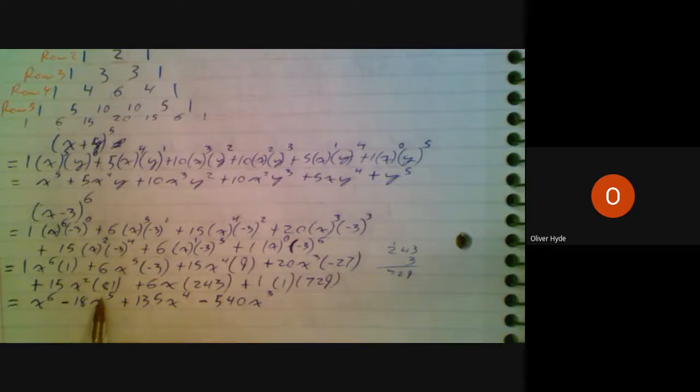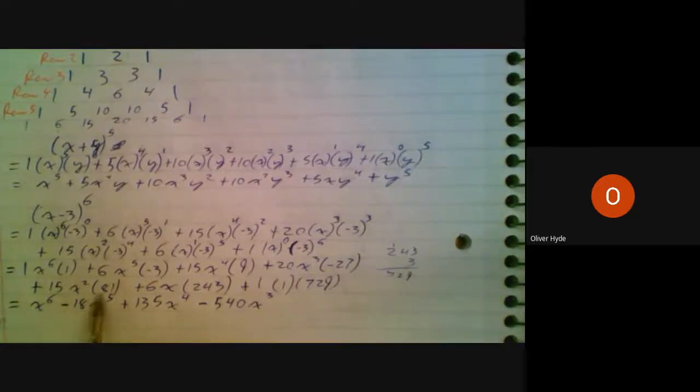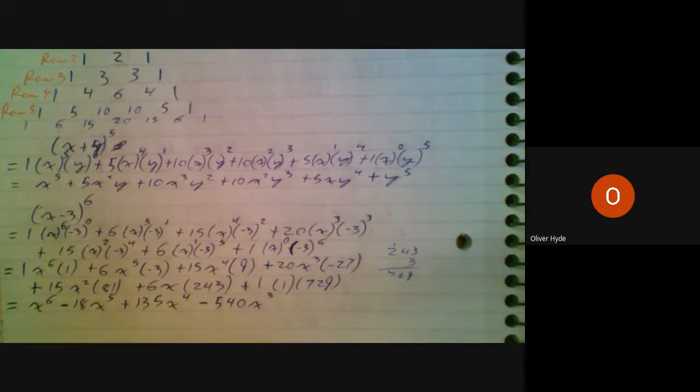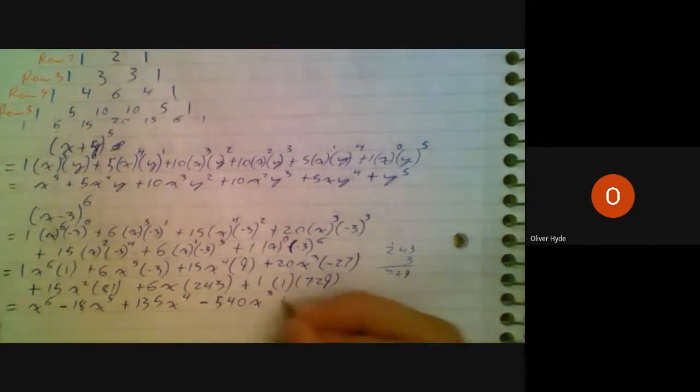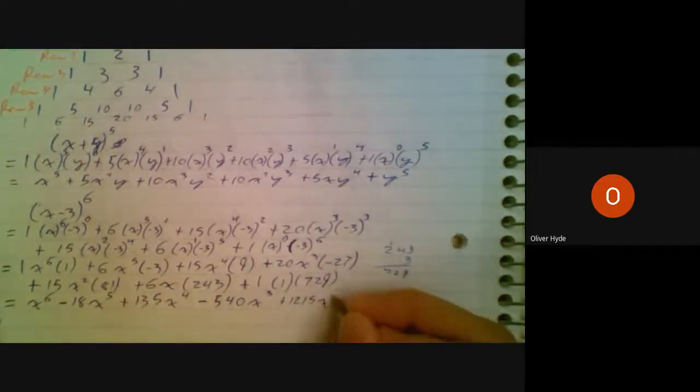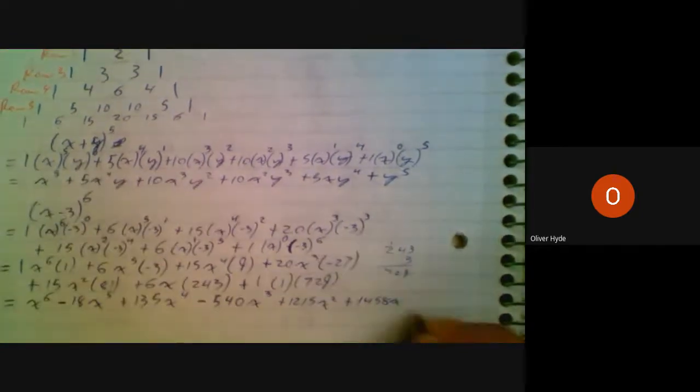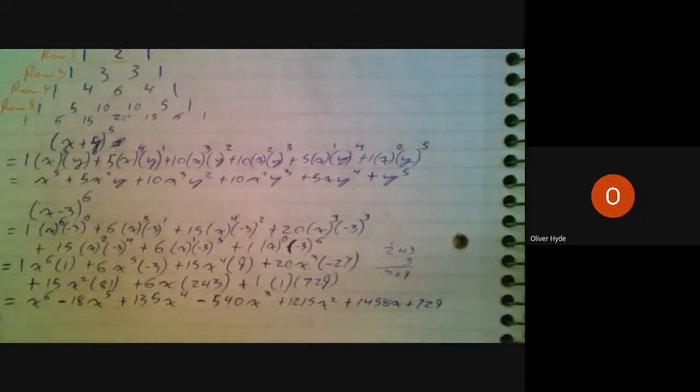15 times 81. I could do 10 times 81 is 810. And then half of that, because 5 times 81 would be 405. So 1,215. Right, 15 times 81. Yeah, 1,215. And I've got an x squared. I might be out of tricks here. I guess I could multiply by 3 and then multiply by 2. Or I have my calculator in my hand. 1458x plus 729. There we go.